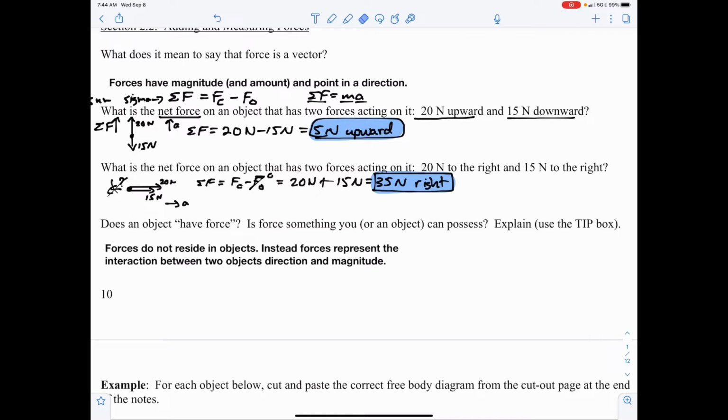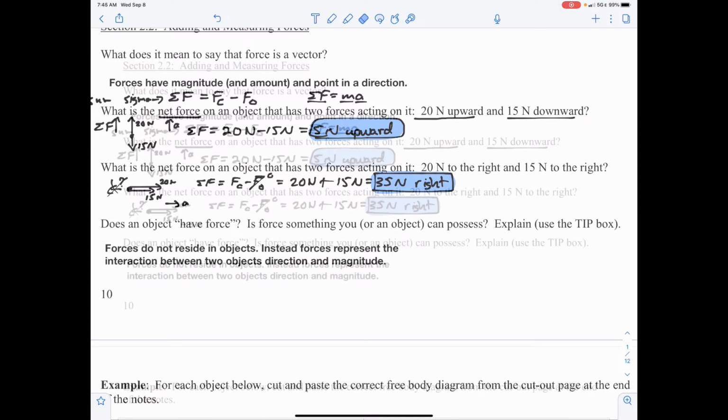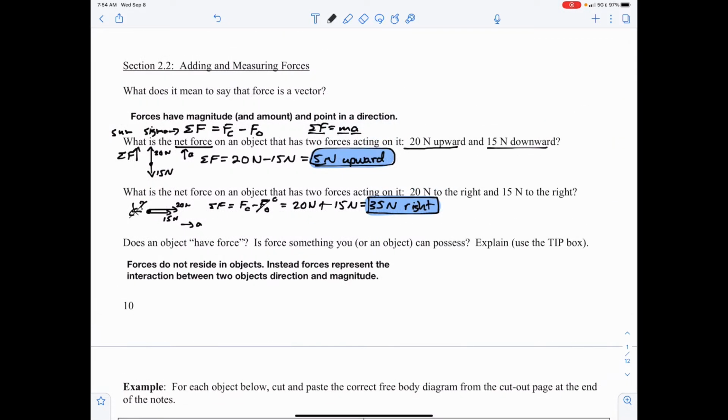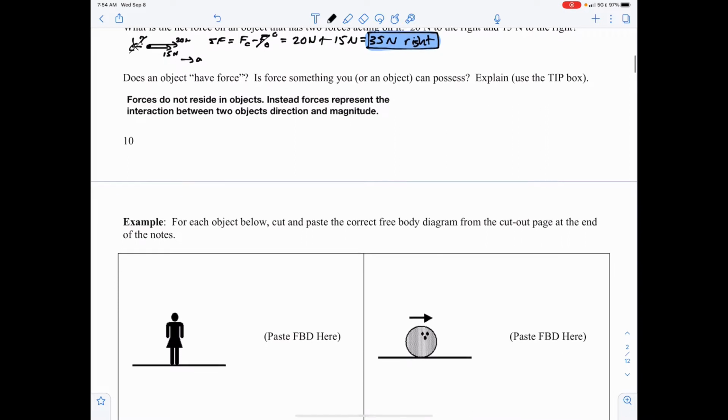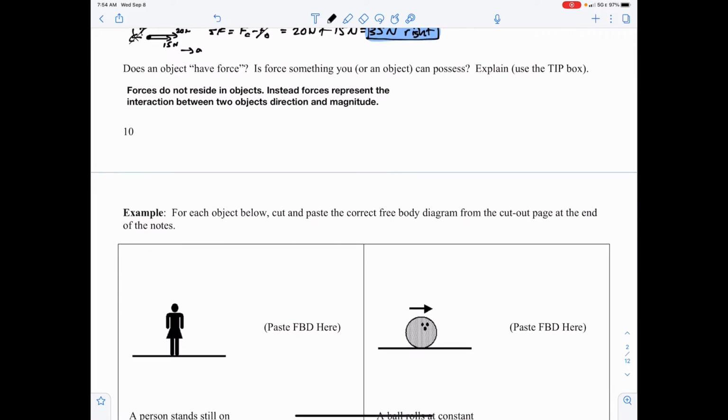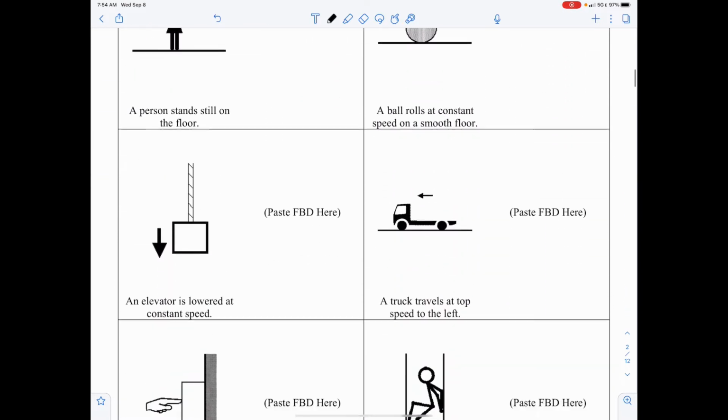For simplicity, we will just really account for two objects. The direction of the forces between those two objects and the magnitude, the amount of forces between those two objects, but it does not reside in any single object. Okay, let's skip the example for now as we will do that together in class.